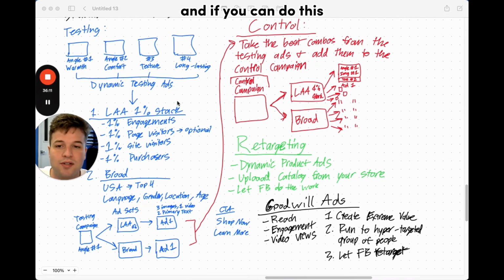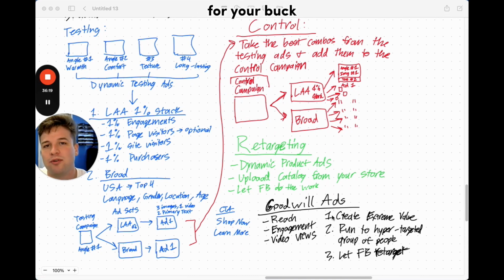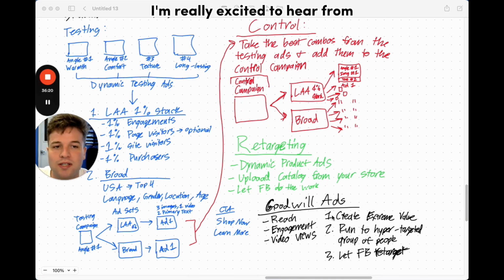And if you can do this, if you can really get the most bang for your buck by putting this out to market, then let me know. And then put these goodwill ads and get even more bang for your buck. And let me know how it works. I'm really excited to hear from you on this.